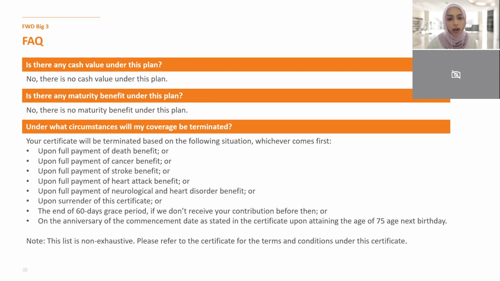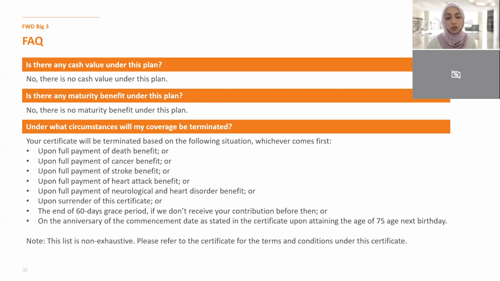So for our plans, we provide a 60-day grace period for your contributions. If we receive it within 60 days, your plan will still continue on and you are still covered. However, after 60 days, if there is an unsuccessful payment or we do not receive your contribution by then, the certificate will lapse. And lastly, on the anniversary of the commencement date, or as stated in the certificate, or upon attaining the age of 75 age next birthday, your coverage will also be terminated.